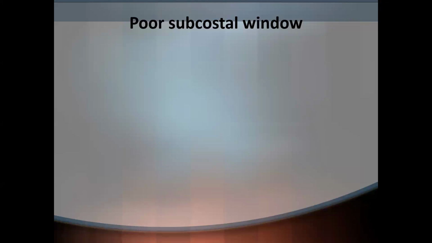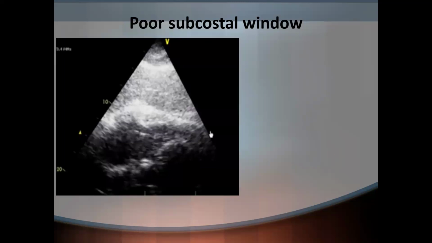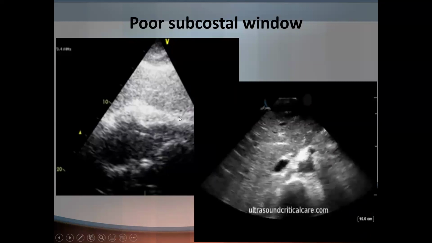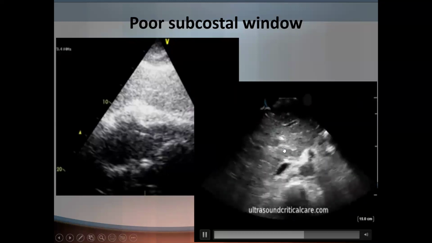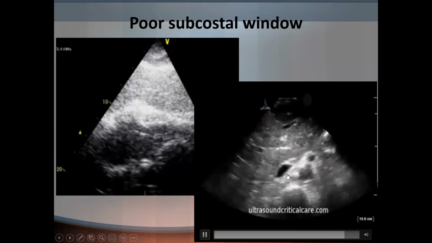Also, one example of poor subcostal windows is where IVC assessment is limited. Here is the IVC in the subcostal view. You cannot see anything. Also here, you cannot differentiate between the liver and the diaphragm. You cannot see the IVC here.